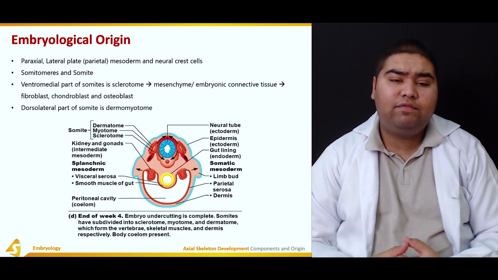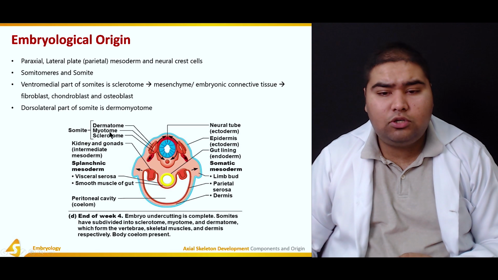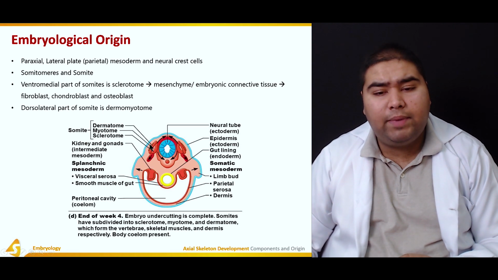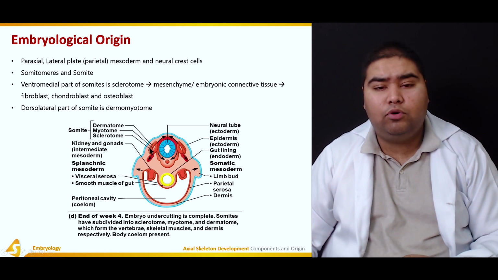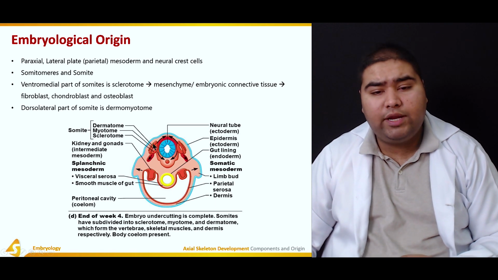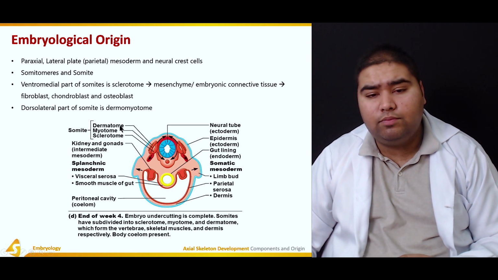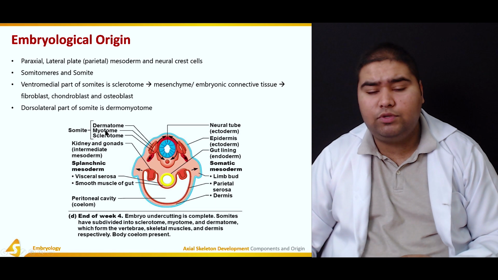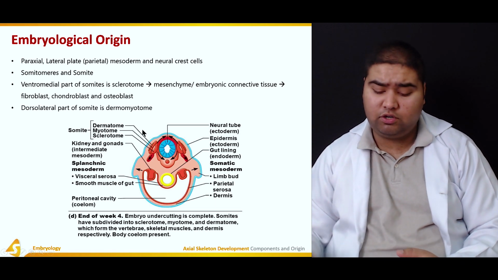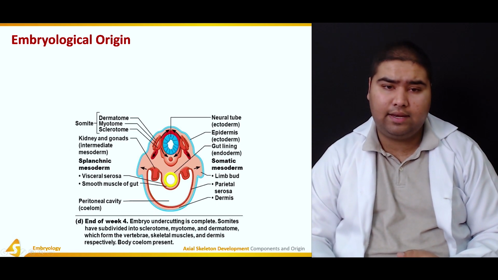So now we have the dorsolateral part. This is the dorsolateral part where my mouse cursor is at the moment. This is the part of the somite which forms the dermomyotome, the dermatome and the myotome, which is responsible for formation of muscle as well as the skin.